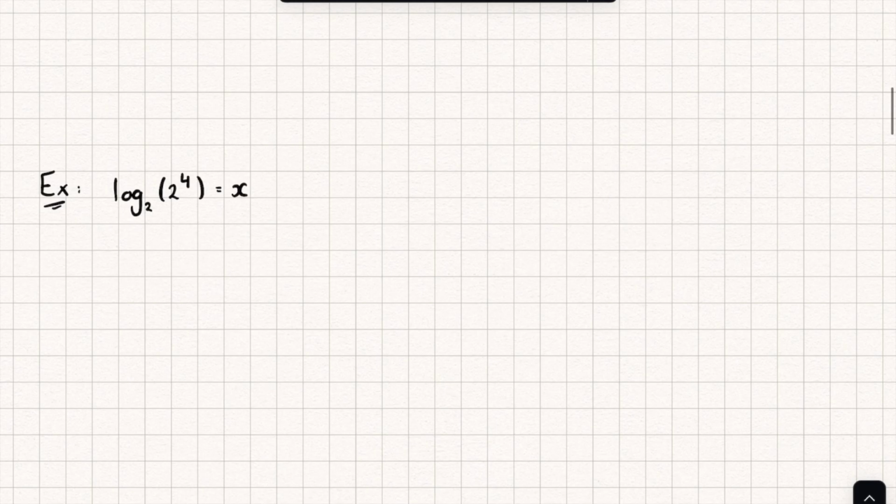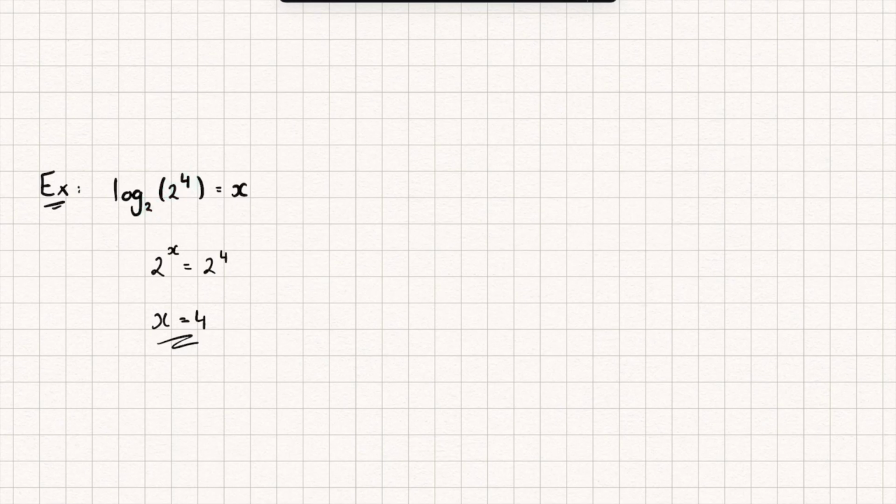So here we've got log base 2 of 2 to the power of 4 equals x, and we're asked to find what x is. Well, let's write this in exponential form, and we get 2 to the power of x equals 2 to the power of 4, and so it follows that x must be equal to 4. Okay, and another way to look at this is by saying, well, all this says is 2 to the power of what gives me an answer of 2 to the power of 4.